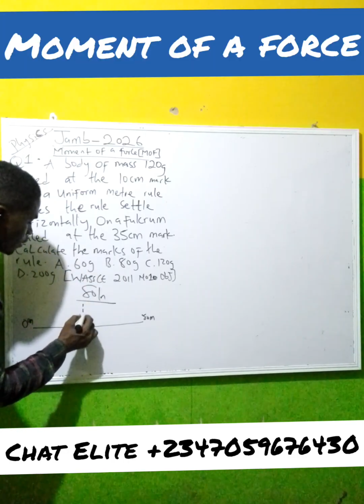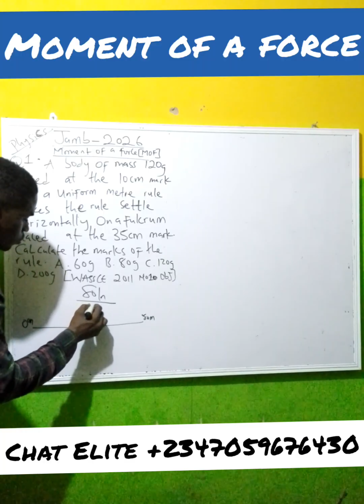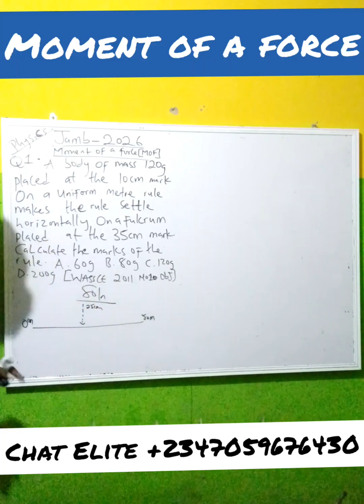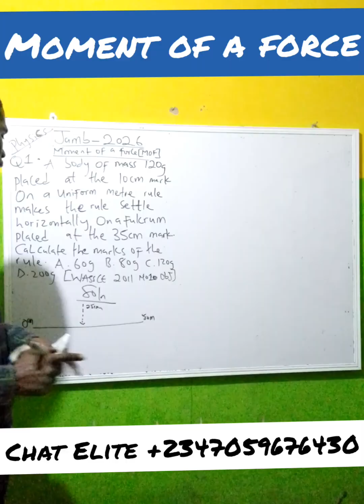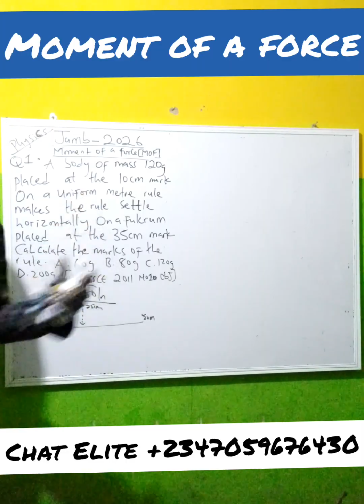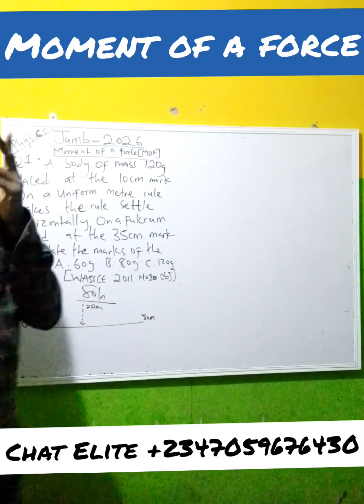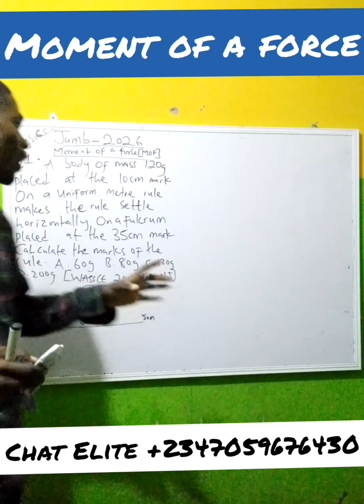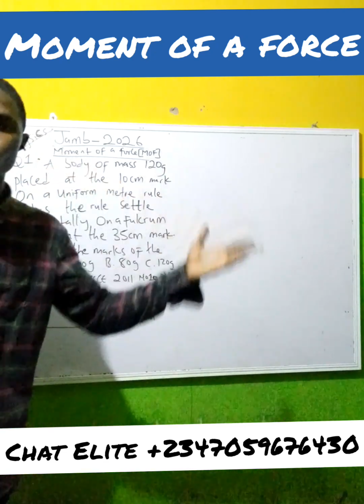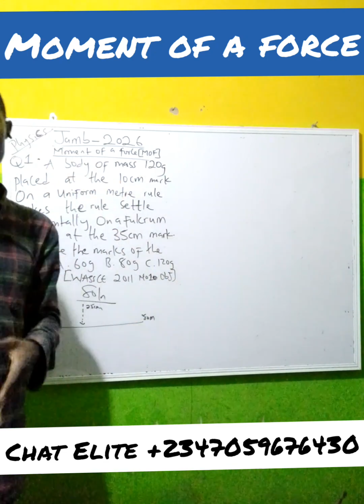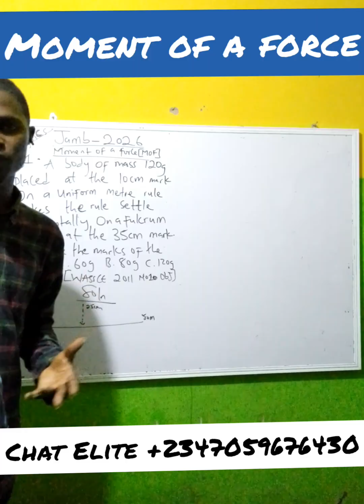25 centimeter. Half of this meter rule, I've shared it into half. After you have done that, it will be easy for you to make your placement. And the third step is: whenever you want to locate the mass you are hanging, or the force you are hanging on your fulcrum, how do you locate them, and where do you start from?